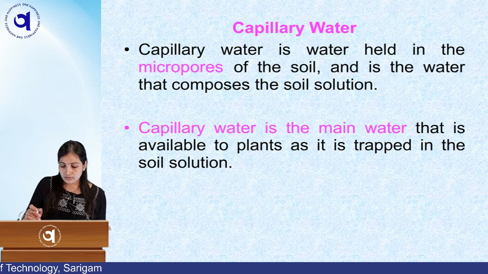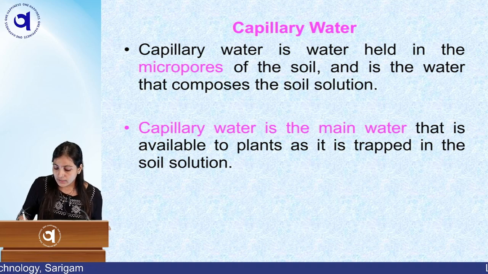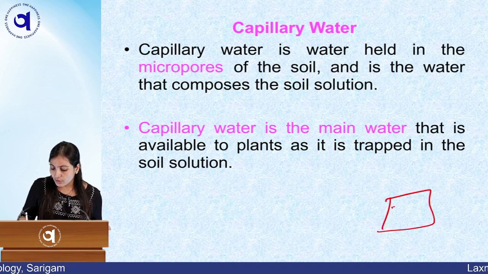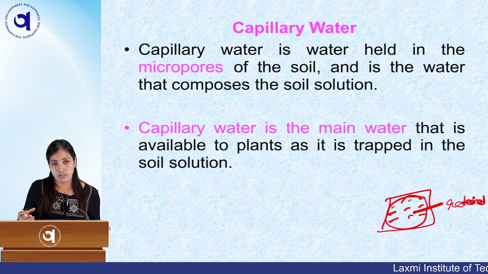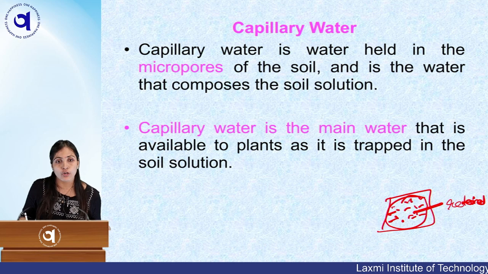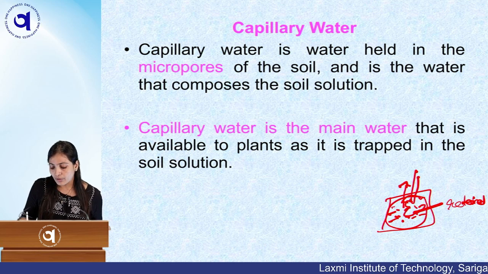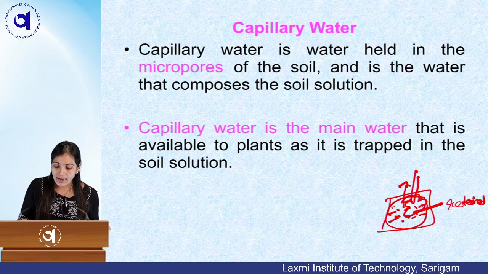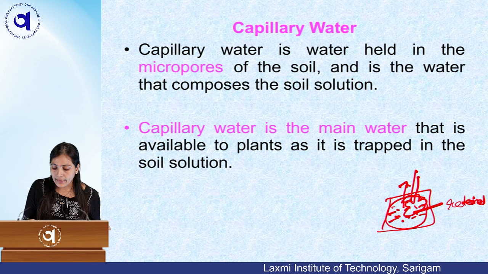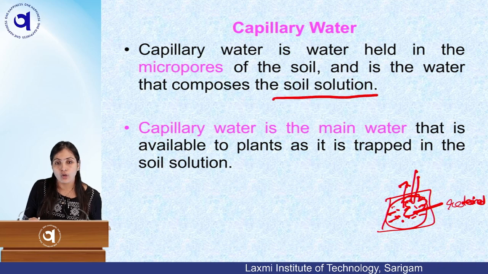Capillary water. So capillary water is, if your soil is over here, this capillary water is retained by your soil. It is not drained. It is not called gravitational water. It is not fully drained, but it will be retained by your soil, and this water is utilized by your plant to grow. Okay. So this capillary water is water held in the macropores of the soil and is the water that composes the soil solution.